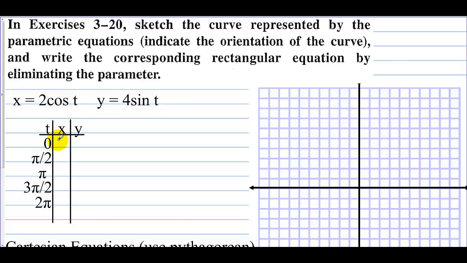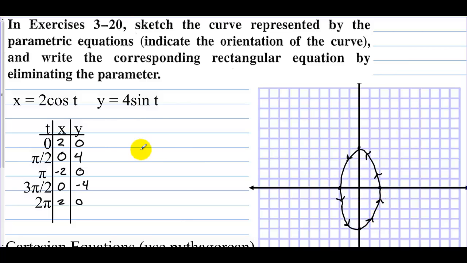The cosine of 0 is 1, so we have 2, 0. Then the cosine of pi over 2 is 0, and that makes this 4. Pi is going to be negative 2, 0. 3 pi over 2 is 0, negative 4, and 2 pi is back to where we began at 2, 0. So let's plot this. We have 2, 0, 0, 4, negative 2, 0, and 0, negative 4. And we'll draw the ellipse that this creates and try to keep track of the direction that we went. We went counterclockwise, and so we'll make the little arrows to indicate the direction that this was graphed.